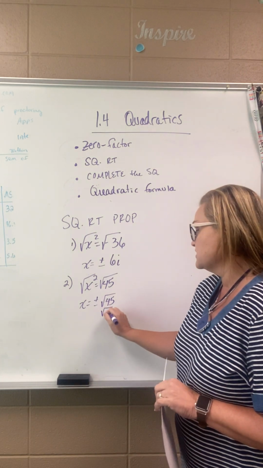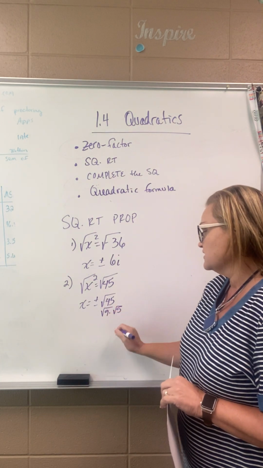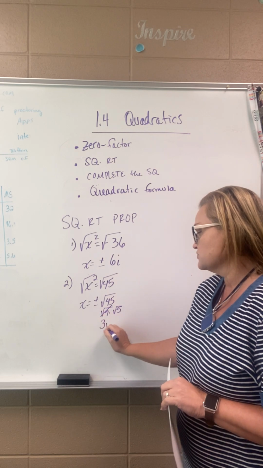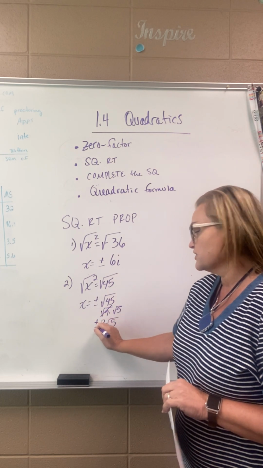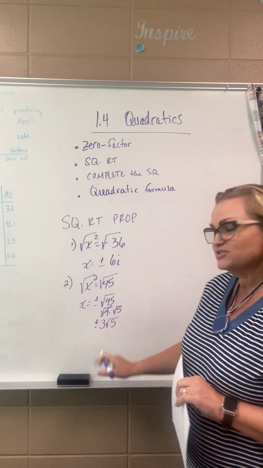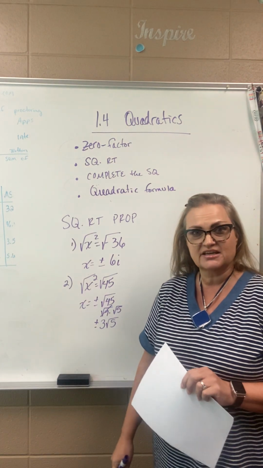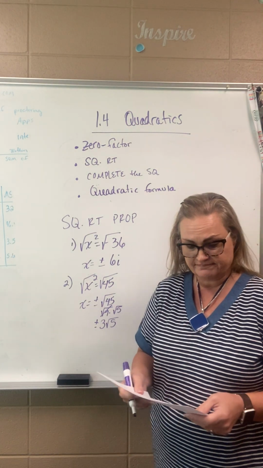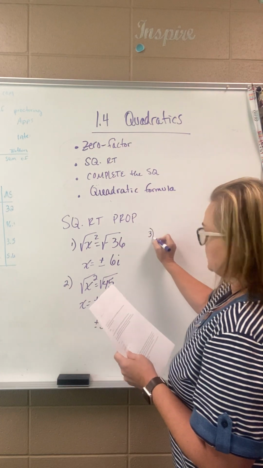So we should reduce that by 9 times 5. Then take the square root of 9, which is 3. And don't forget your little plus minus. So those are our two solutions, positive and negative, 3 radical 5.